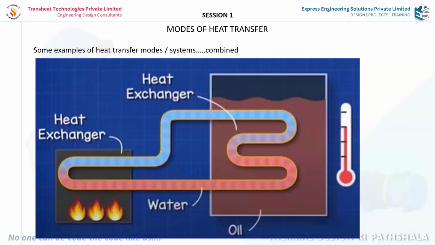On an industrial level, this is an example where you are heating up water in a closed loop system, in a closed pipe, by firing some fuel. That is where radiation is involved. Then that water is being used to heat up an oil bath. So the transfer of heat between the water and the oil is occurring across a thin tube wall where conduction plays a role. And within the oil, you have convective currents. So all three are involved in this system.